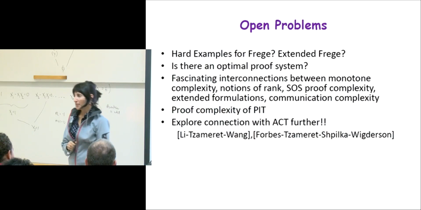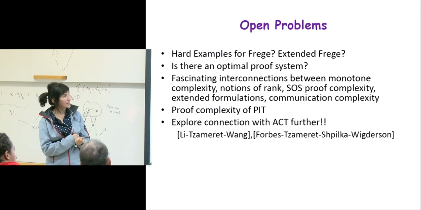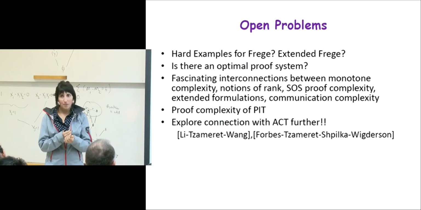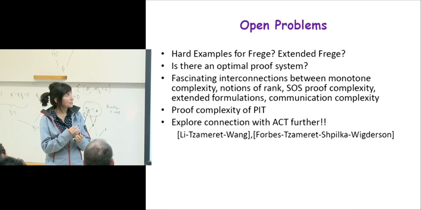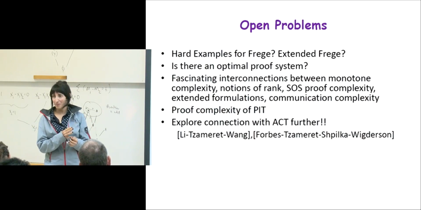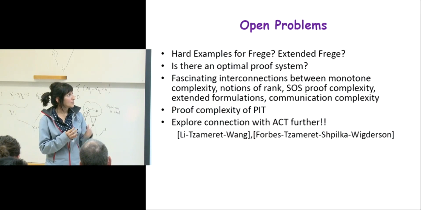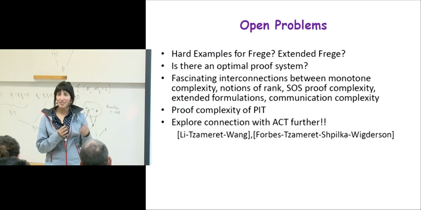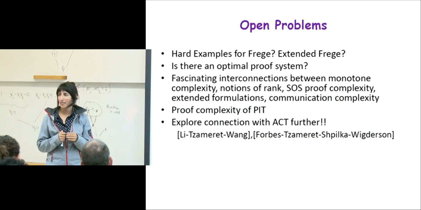I think there's really, really interesting interconnections between these notions: monotone complexity in various models, monotone circuit complexity, monotone formula size complexity. There's notions of monotone span programs, and those concepts are closely connected to notions of rank, which is closely connected to SOS proof complexity, which is more or less equivalent to a certain notion of rank, non-negative rank, which is connected to communication complexity. So these are all extremely interrelated to one another, and it'd be nice if somebody understood that. I know people have been trying, but I feel like there's more to be done there.